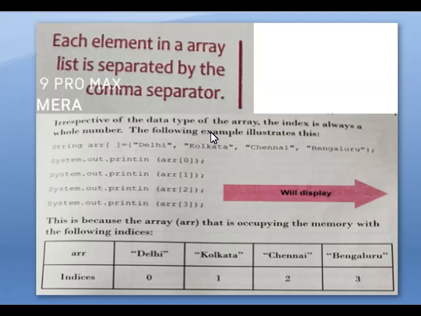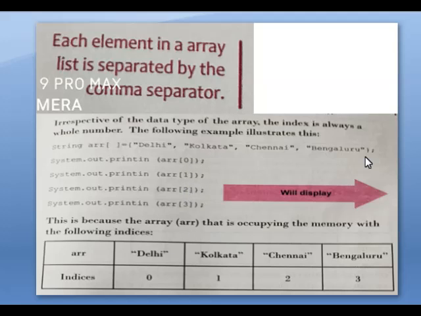The following example illustrates it. So the index is always a whole number. Okay, index means address or indices. That is, Delhi, the index is 0. Kolkata, the index is 1. Chennai, index is 2. And Bangalore, the index is 3.